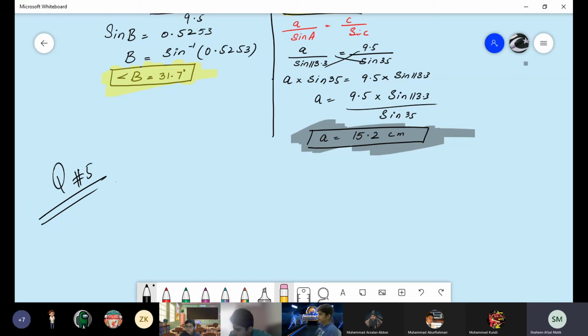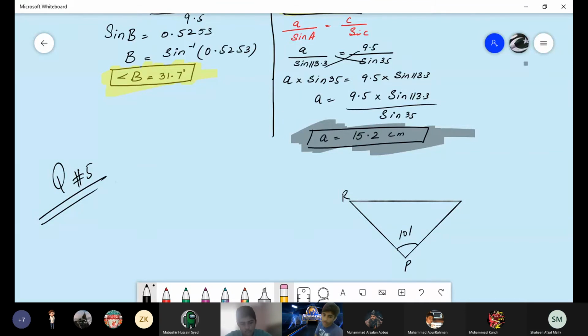Okay, so for question 5, the very first thing is that you have to find out the angle. This type of triangle is given to you. You can see here is one angle, that is 101. This is P, this is R, and this is Q. If we find R, then we can subtract all of them and find Q. This is 20.8, this is 13.4. So you can mention the sides first of all.